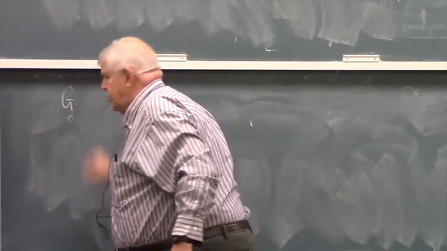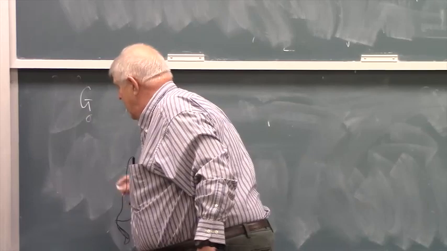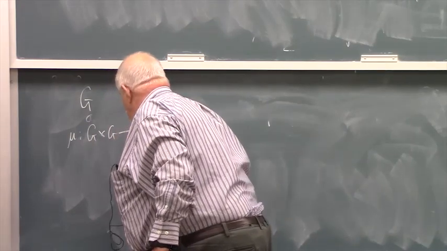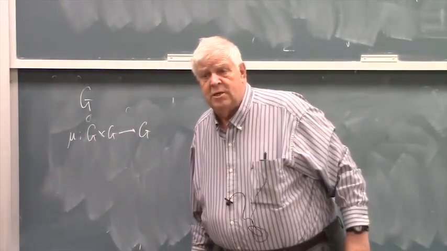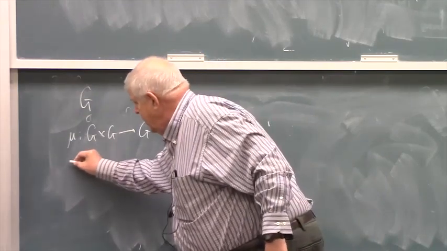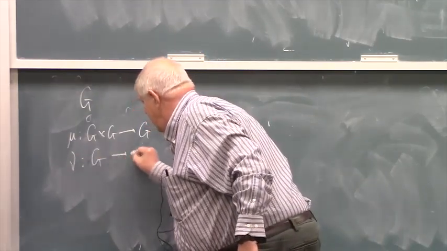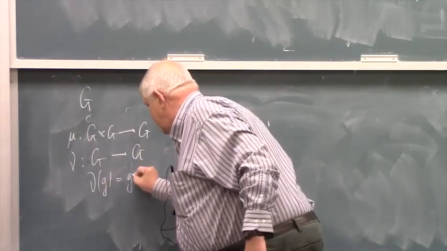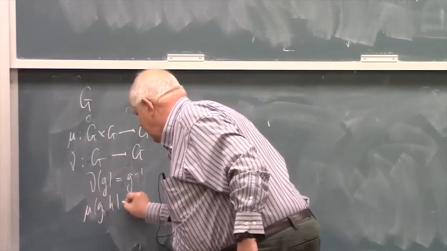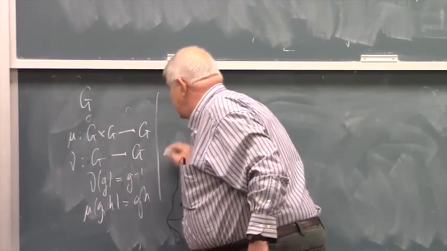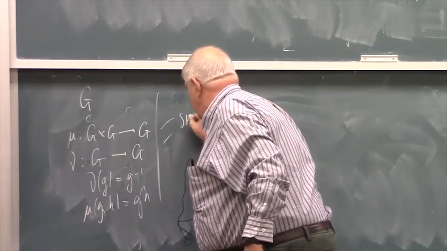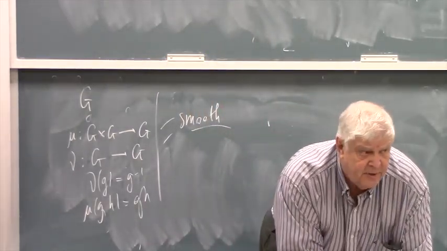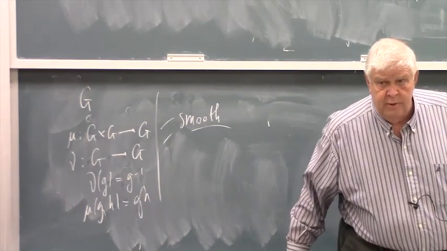So it is G, traditional notation for a group. And as a group it has multiplication, which can be regarded as a map of G times G into G, and the inversion, this is G inverse. But also it is a manifold. So both maps should be smooth. And this is a definition of a Lie group.